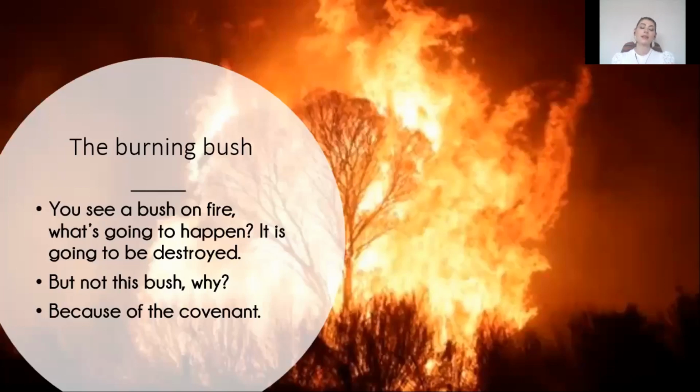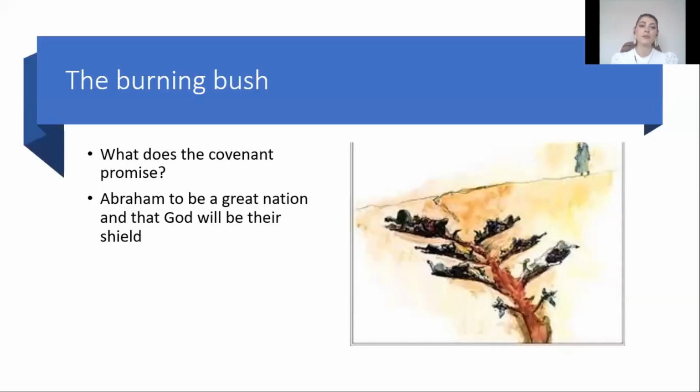And so we see that this bush is on fire, and God is saying, my people are suffering, my people are on fire. And usually when you see a bush that's on fire, that bush is going to die. It's not going to survive, it will never grow again. But this bush is burning, but it's not dying. And the only reason for that is a covenant that God made with the forefathers of this bush. So the burning bush and this whole thing of it not dying goes back to the covenant.